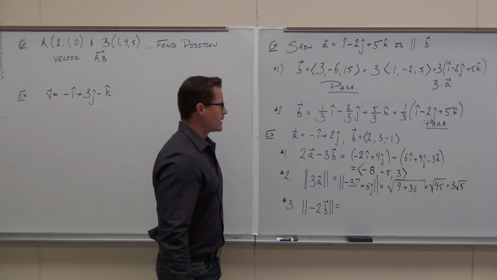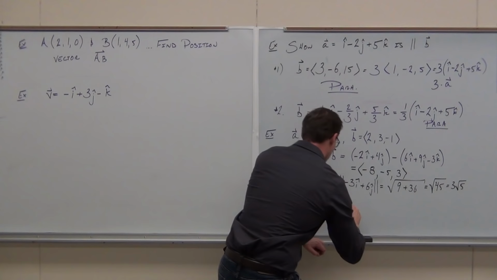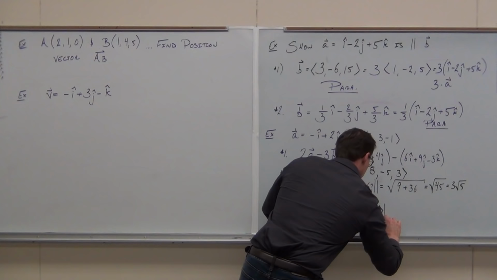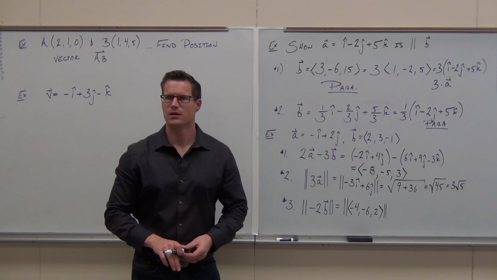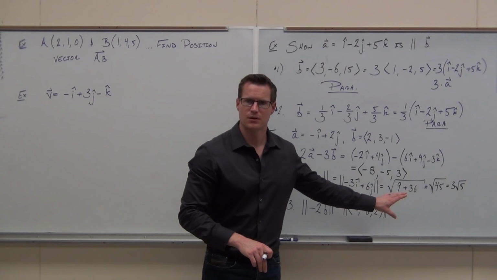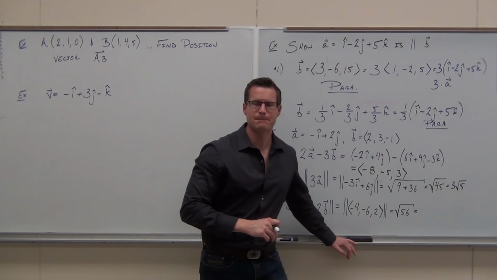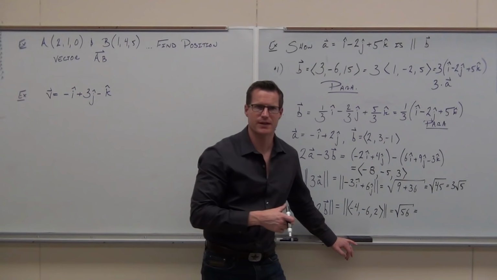Last one, we find the magnitude of, oh goodness, negative 4. If you want to leave vector bracket notation, that's fine. Negative 6 and positive 2. Okay, check my work on that one. Did you all get the same thing? Yes. And then finding the magnitude, I'm not going to do the work for you. What's the magnitude of this? Root 56. Okay. Root 2 root 14, yeah, because 4 divides that number.